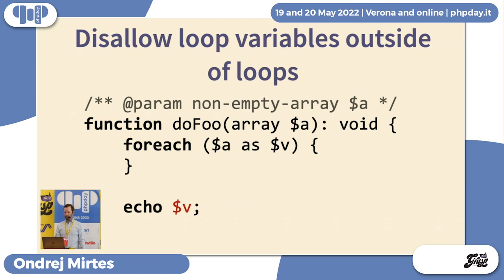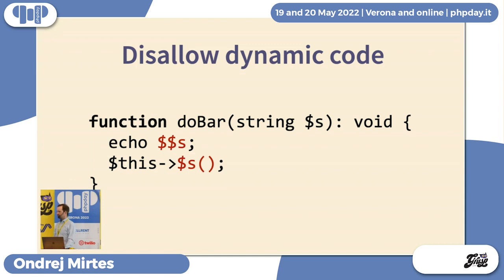All right, disallow dynamic code, yeah. PHP allows us to do some crazy things like access a variable by its name, like using two dollar signs to access a variable dynamically. You might even use more dollar signs, but that's already too meta. Or you can call a method dynamically like this, but you are running into some problems. Like you might call a method that has some required arguments, but PHPStan doesn't know that, so it's not able to report anything on dynamic calls like this.